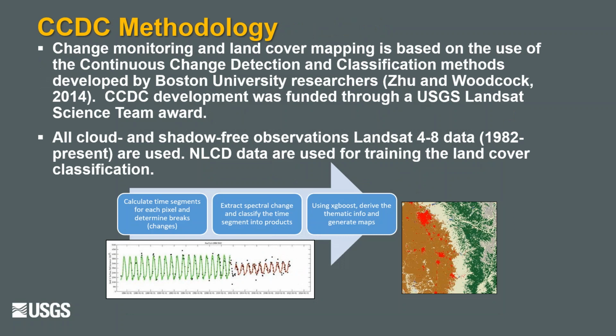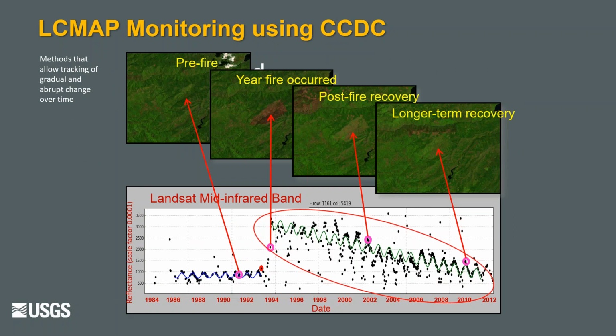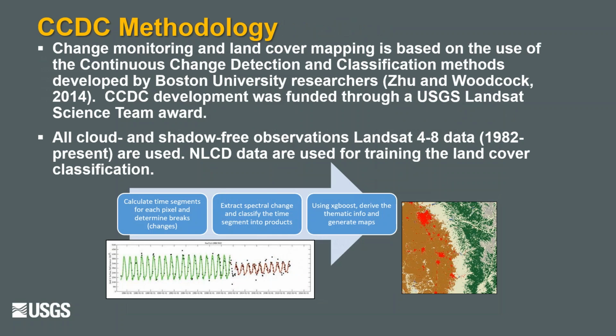So our methodology takes this information and those models. The black dots represent the full gamut of what we're getting over those pixels. And the green line and the blue line represent more informative data to help us identify change and cover. Our change monitoring and land cover mapping is based on this algorithm, and we use all these observations to train the models, to develop the harmonic models.